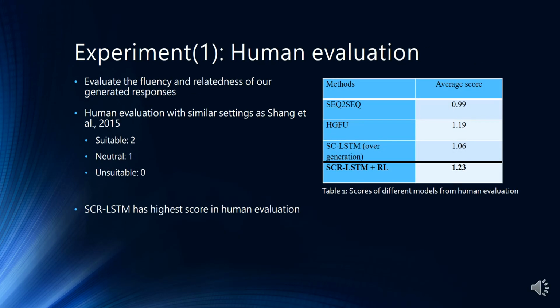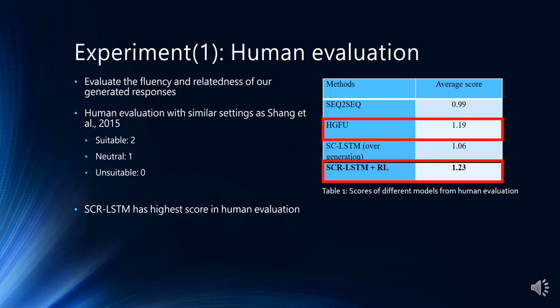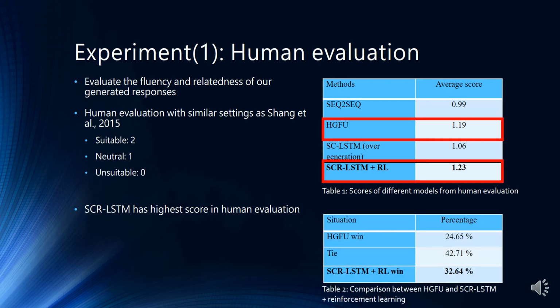In the first part of the experiment, we implemented human evaluation to judge the fluency and relatedness of our generated responses. Here we follow the settings of Shang et al. in 2015, which categorized the responses into suitable, neutral, and unsuitable levels, each with scores ranging from 2 to 0 points. And we can see in Table 1 that our proposed method receives the highest score. And we also compare our method with HGFU, which has the second highest score. It turns out that our method also wins with a higher percentage.